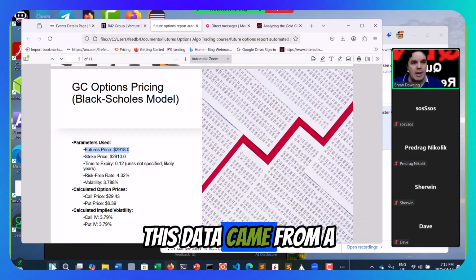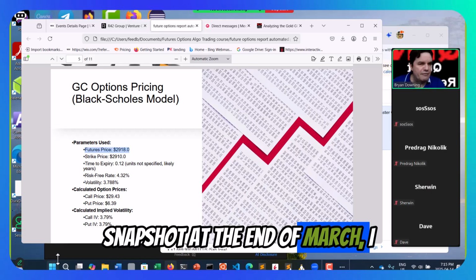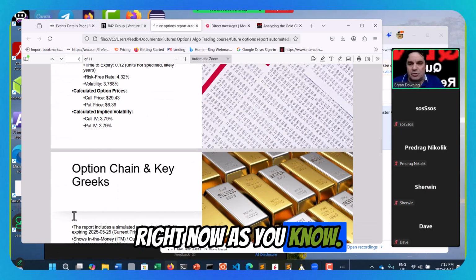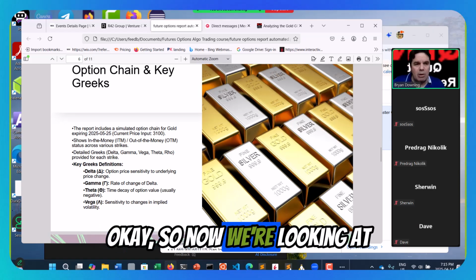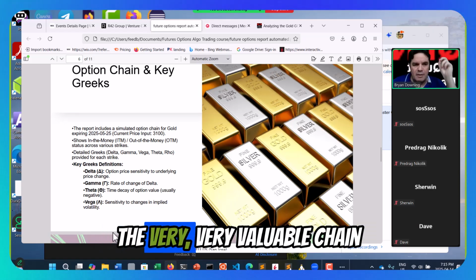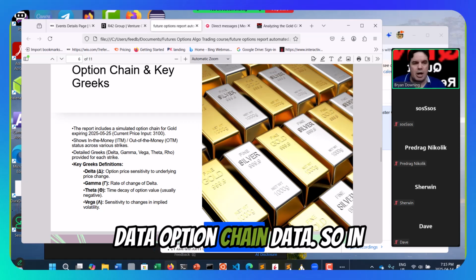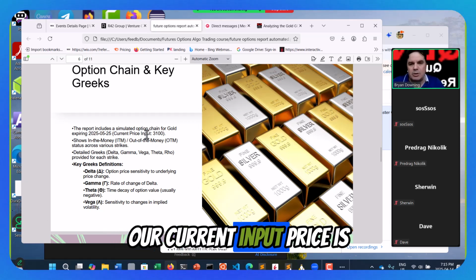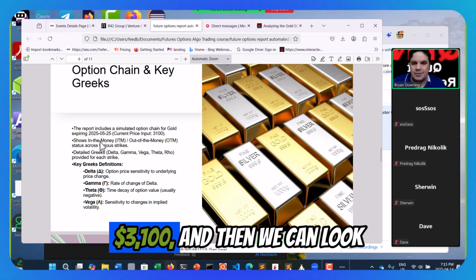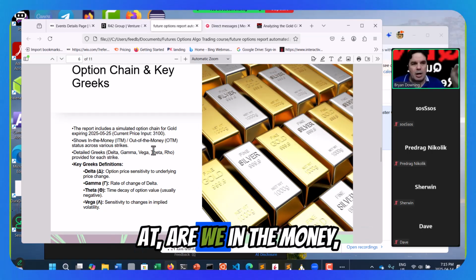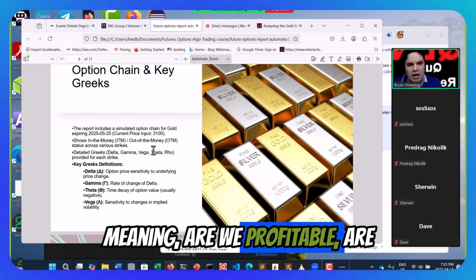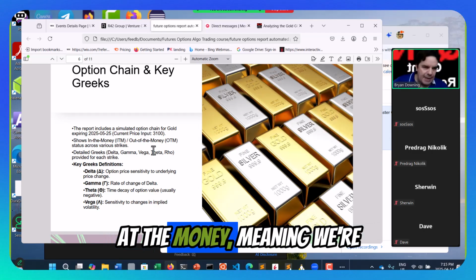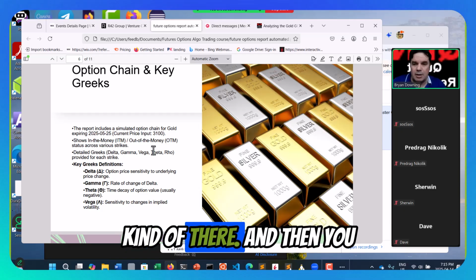This data came from a snapshot at the end of March, I believe. Gold is on fire right now, as you know. Now we're looking at the very valuable option chain data. In this case, we could say our current input price is $3,100. Then we can look at whether we are in the money, meaning profitable, out of the money, where we're not profitable, or at the money, meaning we're kind of there.